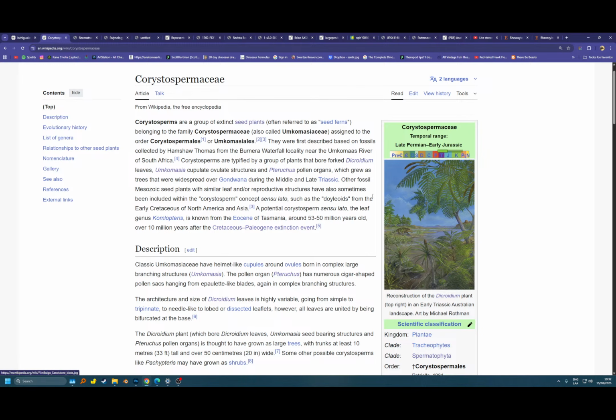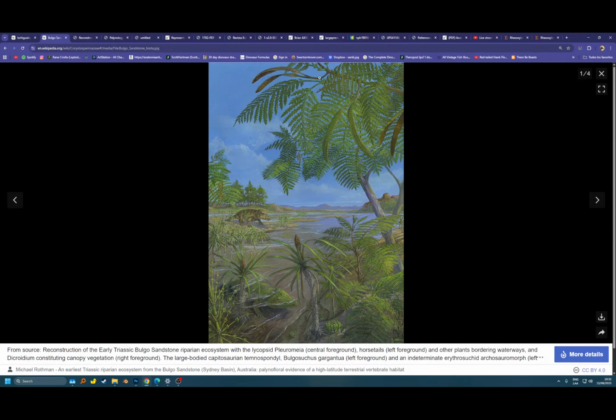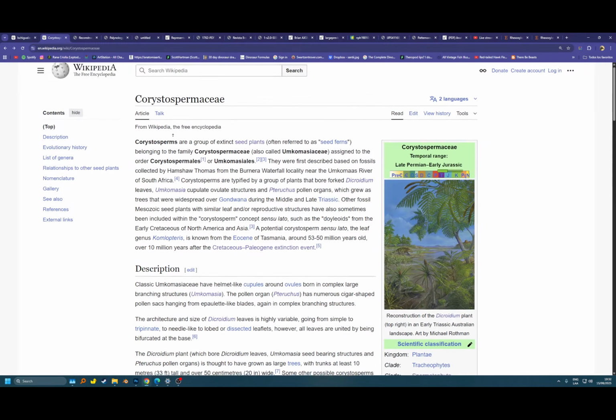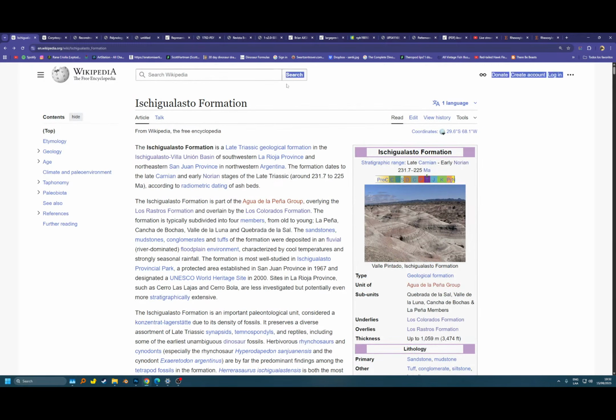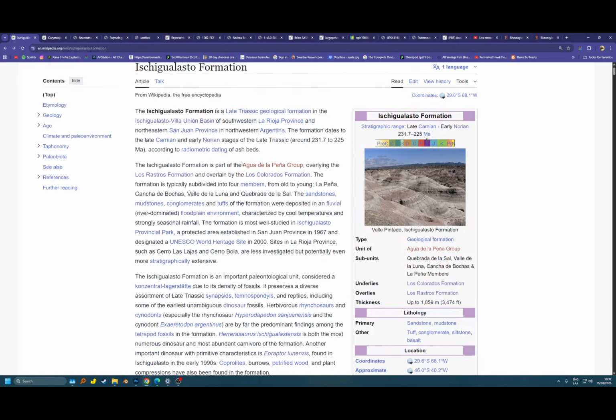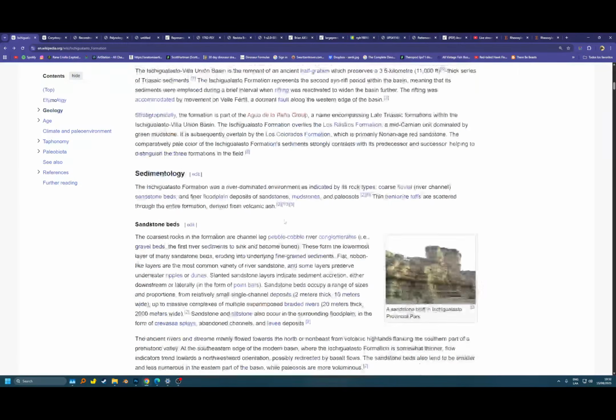You might have seen these kind of forked leaves, and they are everywhere. And if you want to paint a Triassic scene from, I don't know, the Ischigualasto Formation, for example, you need to make these trees in an accurate way. The problem is that reconstructing plants is hard.